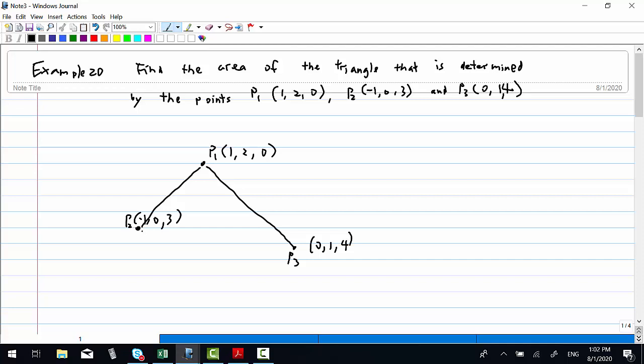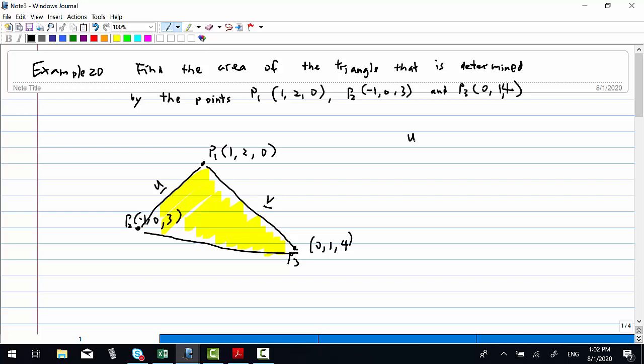So let's see whether this is true. I'm going to find the area of the triangle. So how to find the area? We need the sides of the triangle. Let's say the vector P1P2 is called U. The vector P1P3 is called V.